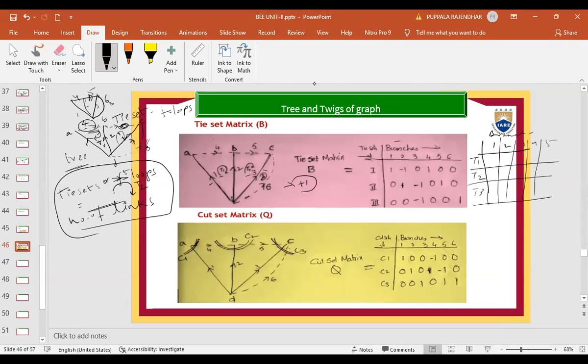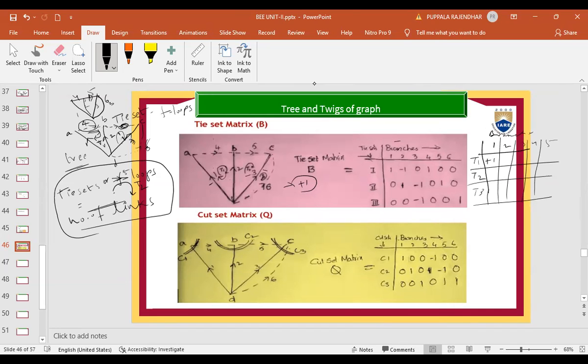Yes, tie set 1 and link 1. Just answer whether both are in the same direction or not. Tie set 1 and link 1: same direction. See, it came like this, came again like this, and goes the same way. Same direction, so +1 we will take.